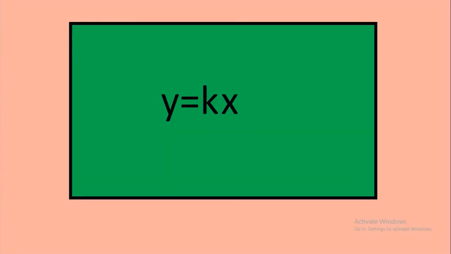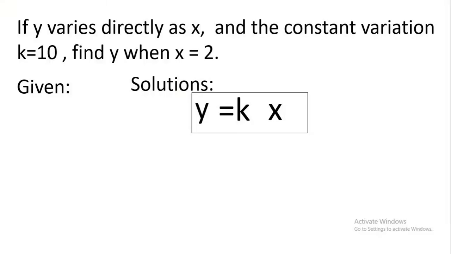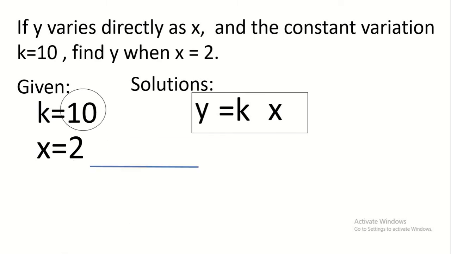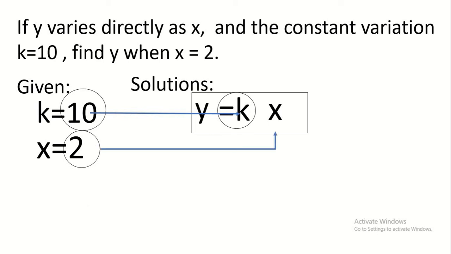Next is, kukunin naman natin dito si y. So, if y varies directly as x and the constant variation k is equal to 10, find y when x is 2. So, ang nawawala naman is si y, given si k at si x. So, si k ay 10, si x ay 2. So, we will just distribute 10 to k and 2 kay x. 10x. So, ito yung pinakamadali pagkuha kay y kasi imumultiply lang natin siya.